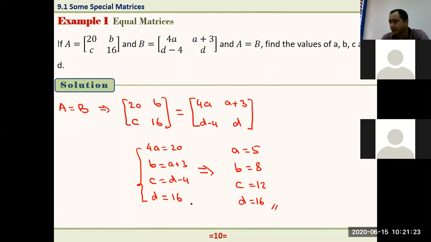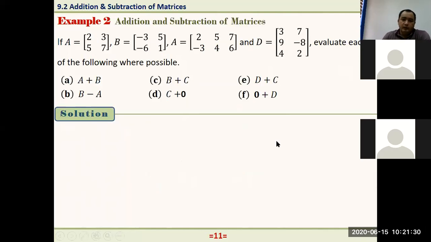Okay, that is one example for equal matrices. Addition and subtraction of matrices. As we know, to add two matrices or to subtract two matrices, their dimensions must be the same, right? And after that, we can just add or subtract their corresponding entries.